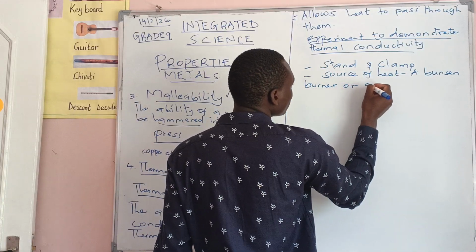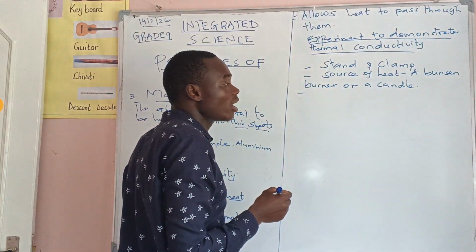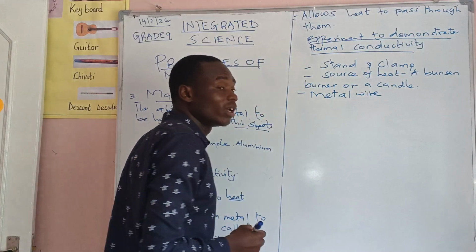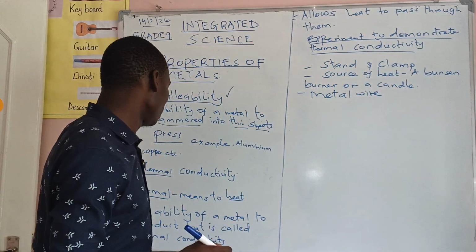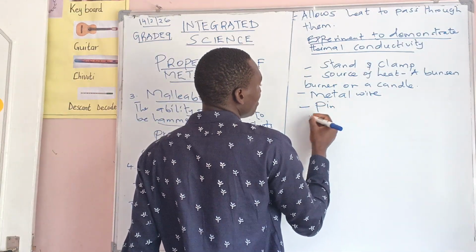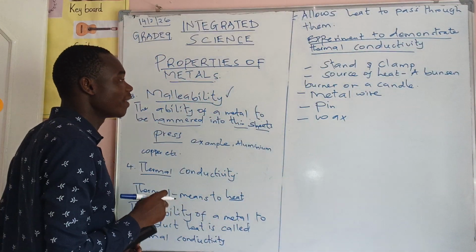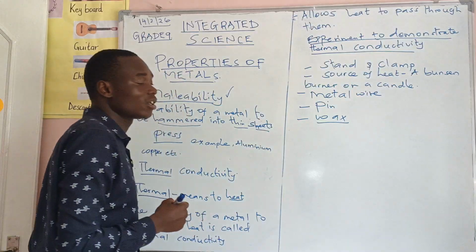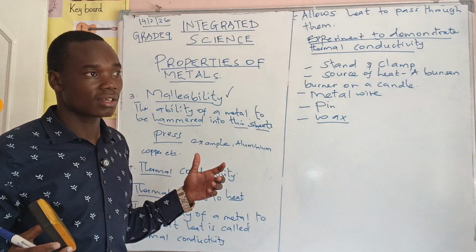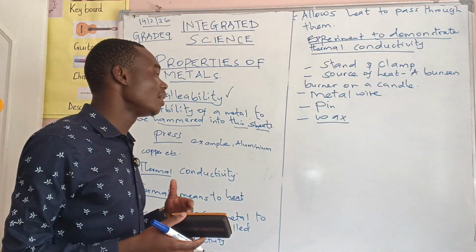Or a candle. And then I'm going to have the metal wire that will allow me conduct my heat. And then I'll have, let's say, a pin as another metal, and I have a wax there to see whether this is the experiment in consideration. Now we're going to see if the wax is able to melt or remain solid the way it was initially.